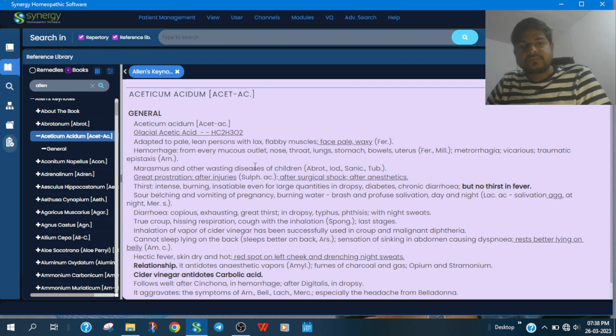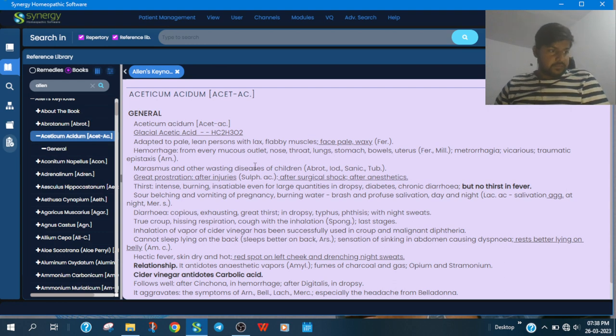Okay, so next, there is a great prostration after injury, sulfuric acid, after surgical shock, after anesthesia or anesthetics. Okay, so great prostration after injury, sulfuric acid. In that sense, I'm going to tell you that every acid medicine has this great prostration.